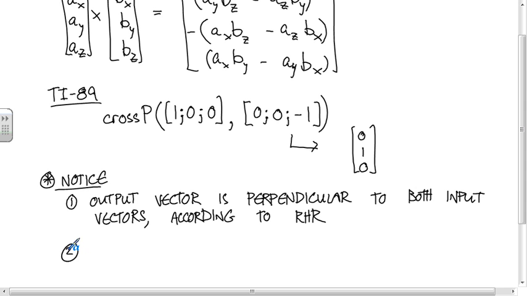And then this is the last thing for today. The second thing you need to remember about the cross product is order matters in this case. Switching the order switches the sign of the output vector.